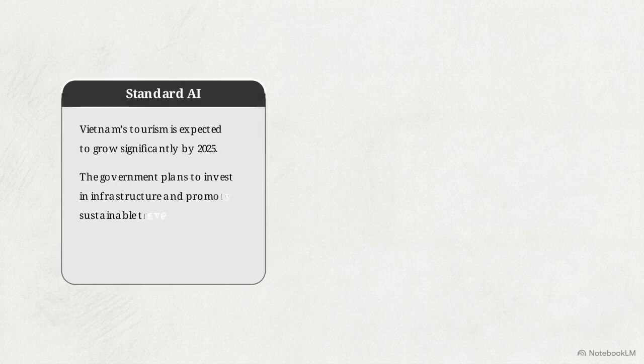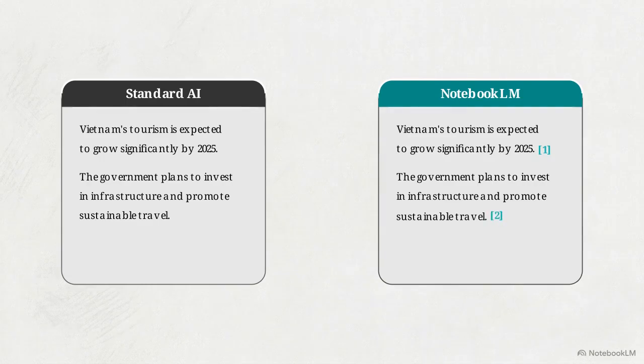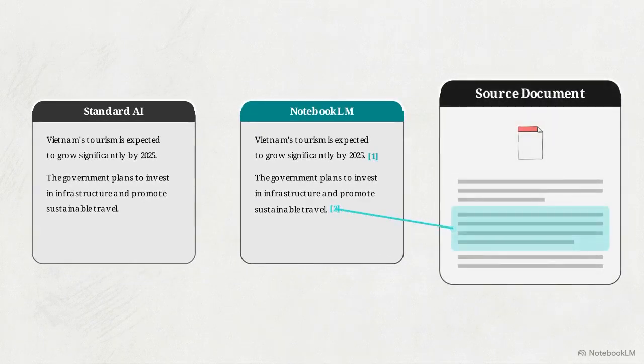A standard AI gives an answer with no proof. NotebookLM provides the same answer, but attaches strict, numbered citations to every claim. Clicking a citation jumps directly to the exact paragraph in your source document. The AI isn't guessing, it's retrieving.